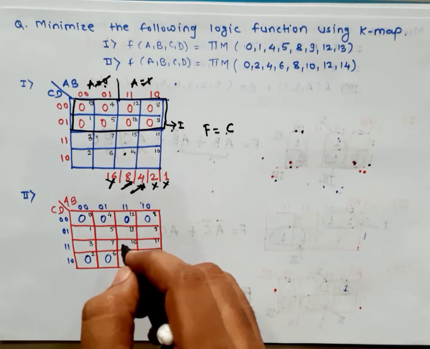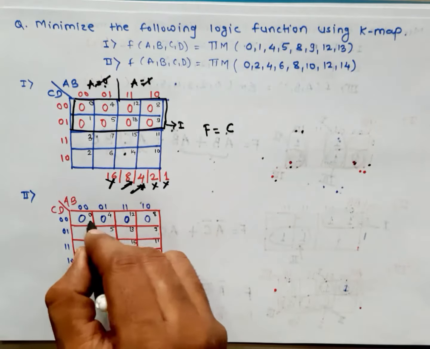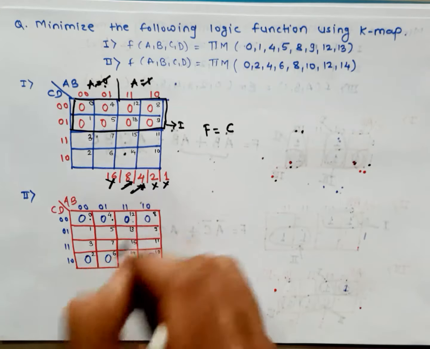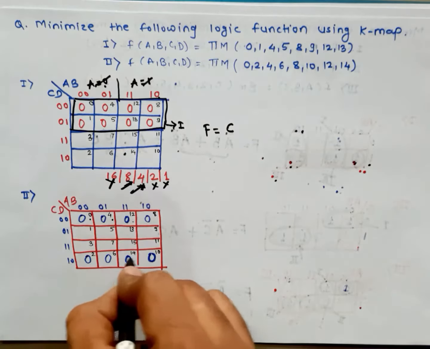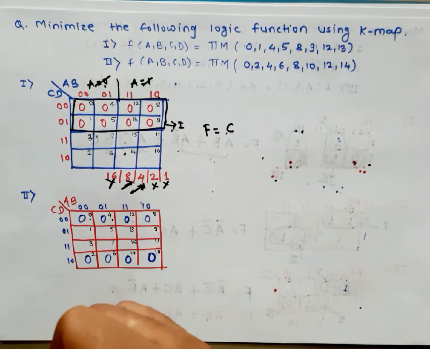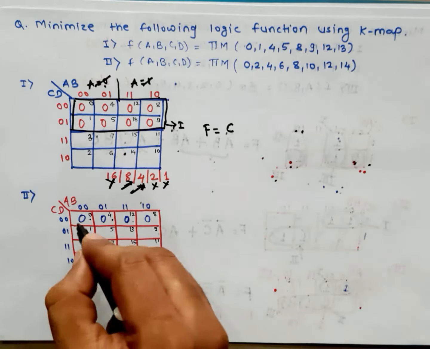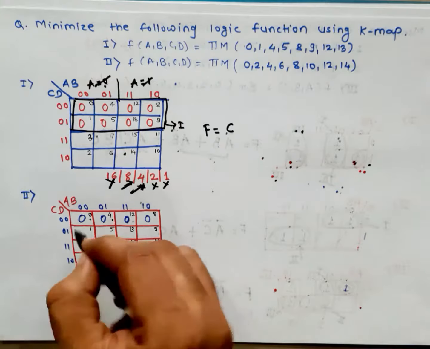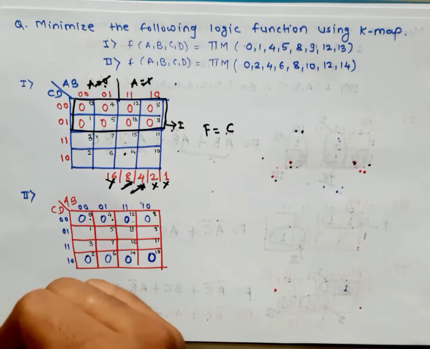How? You can make a group of 8 cells. See here, 0, 4, 12 and 8 cells contain this 0 value. Here 2, 6, 14 and 10, all 4 having a 0 value. So what we can do? All these cells are adjacent to each other.